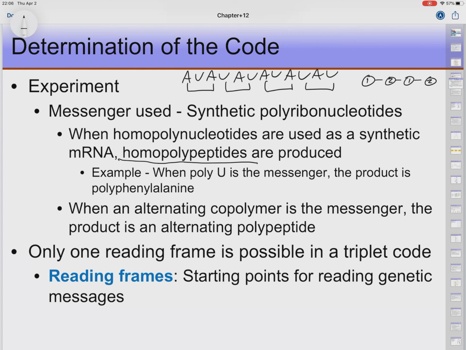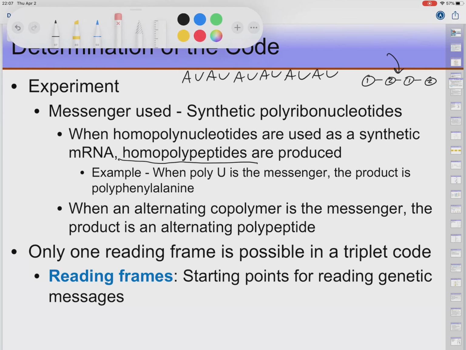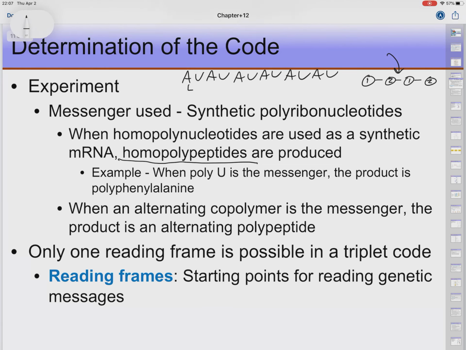Kind of follow this, see if you can follow. Let's imagine that they did AU, AU, AU, AU. This is what they get: an alternating polypeptide. Well, what if it was a double code, a two-digit code? Not a triplet, but a doublet or a duet. Let's look at what we would get. We would get AU, AU, AU, AU, AU, AU. We would get another homopolypeptide, a polypeptide with the same amino acid over and over and over.